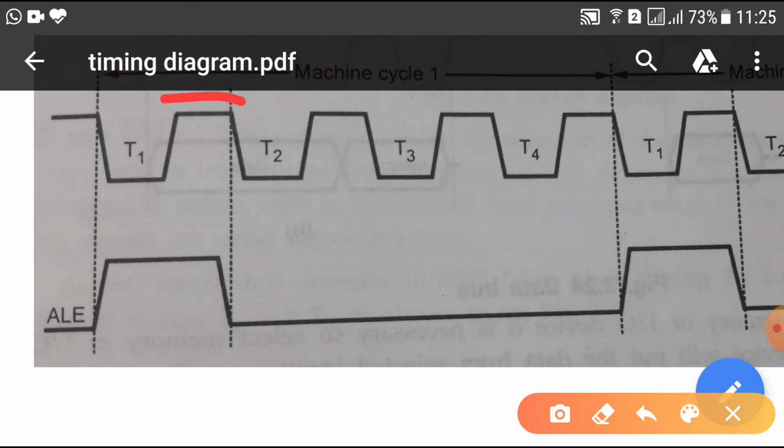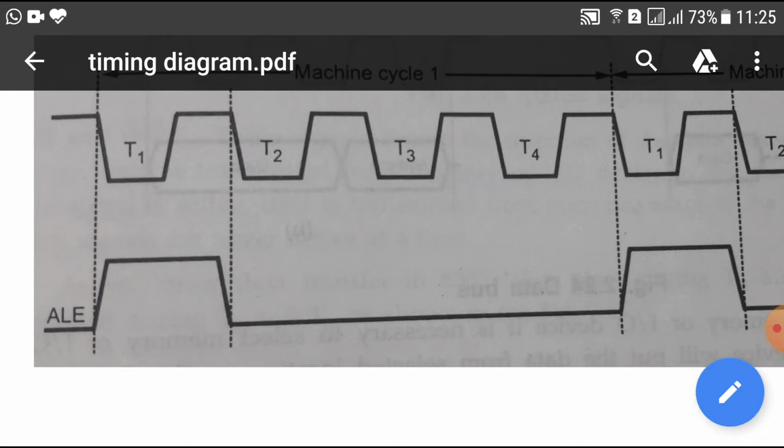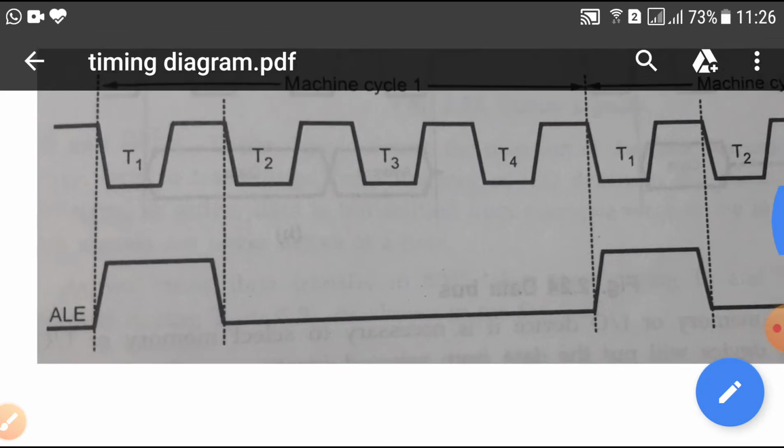See, it is activated in the beginning of the T1 state of each machine cycle, and it remains active only in the T1 state as represented in this particular diagram. So, ALE signal is activated in the beginning of T1 in every machine cycle, and it remains active only for one T state, that is T1.